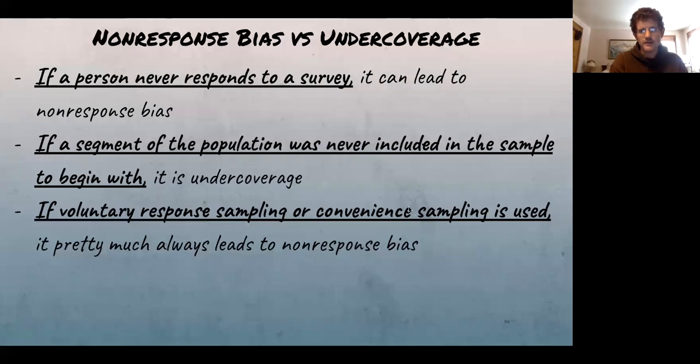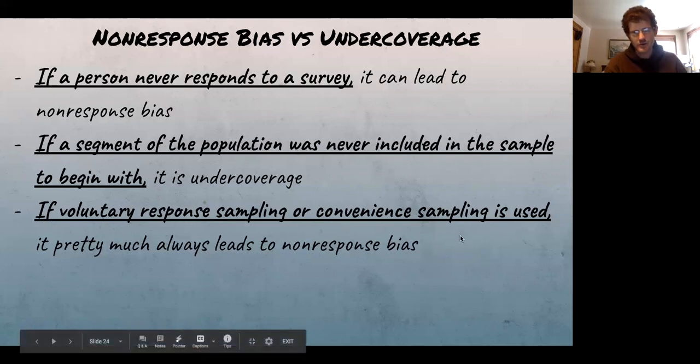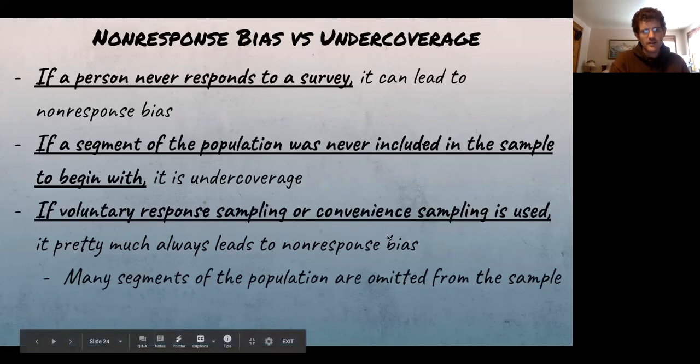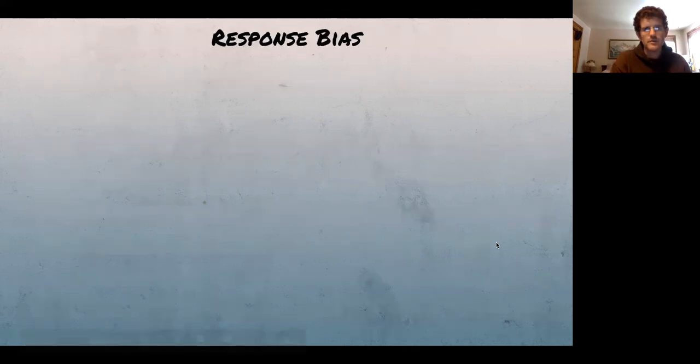I guess I should clarify this. Convenience sampling would be undercoverage, because that's just like, I'm only going to ask these people who are close to me. And so you're undercovering by not including anyone who's not close to you. All right, and that just says we're omitting people from the sample. So we can see some of this.